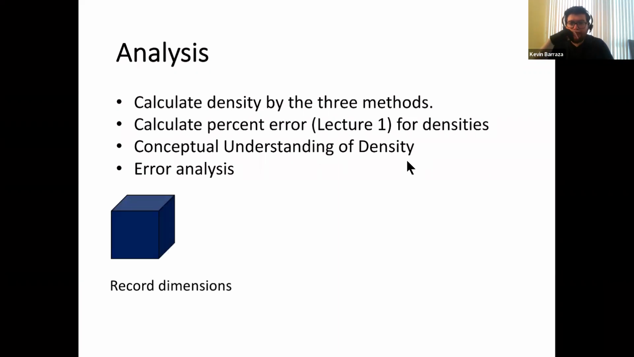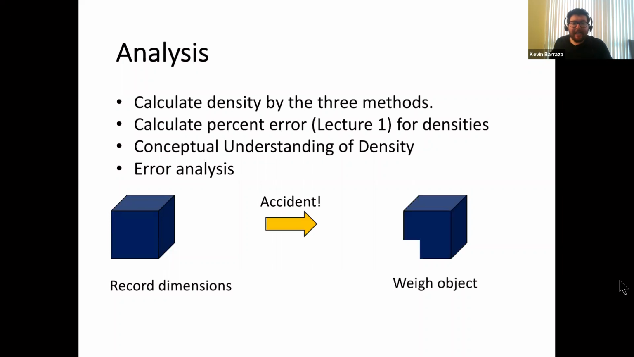Just to give an example of how an error analysis should be stated, I'll give an example scenario. Imagine we have this regular shaped object. We want to know its density. So I'm going to record the dimensions. I'm going to write down the properly rounded length, width, and height. That will be what I need to get my volume measurement. That will then go into my density formula.